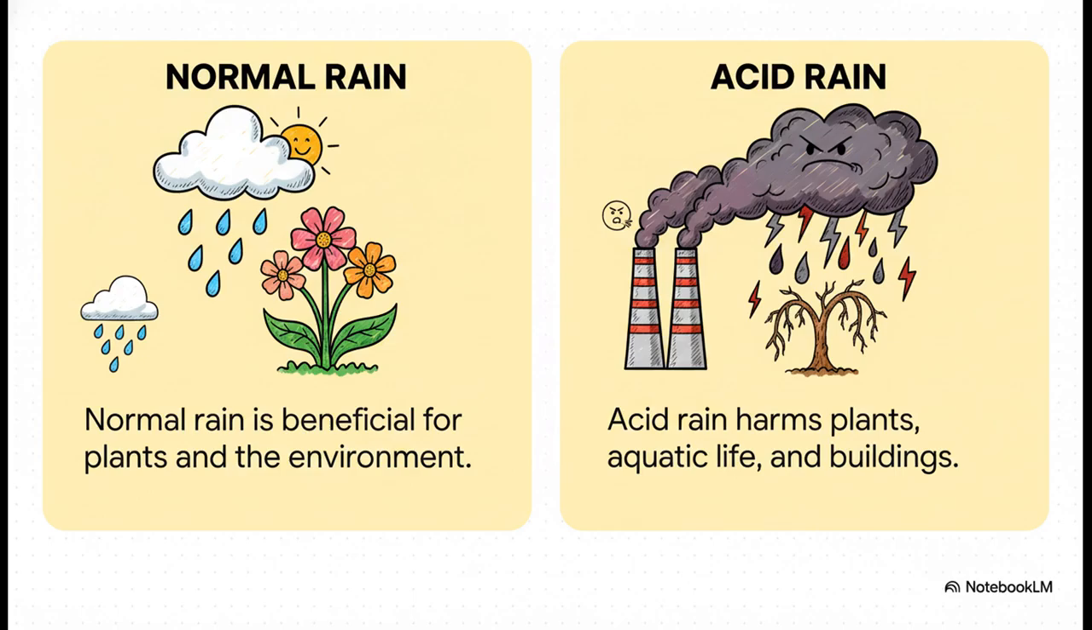It's just atmospheric carbon dioxide dissolving into the rainwater. But when you pump industrial pollutants like sulfur dioxide and nitrogen oxides into the air from burning fossil fuels, the rain's pH can plummet to 4.0 or even lower. Now, remember our logarithm rule? That drop from 5.6 down to 4.0 means that acid rain is 10 to 100 times more acidic than normal rain. That is a massive jump.